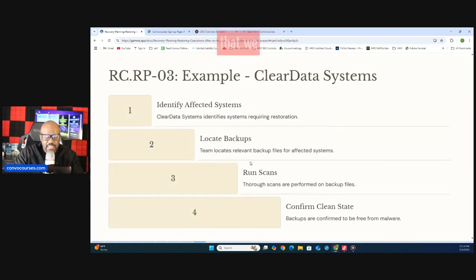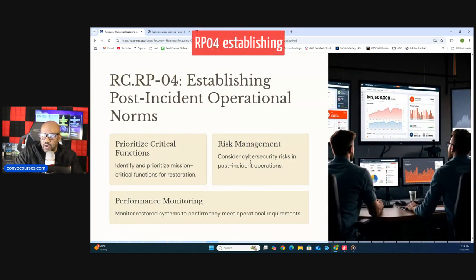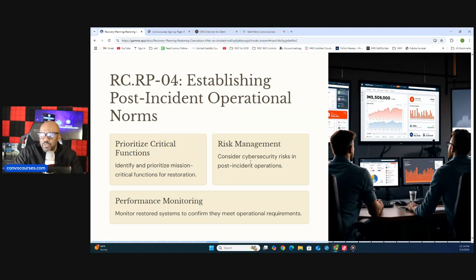Another thing that we cover in the NIST CSF is RCRP04, establishing post-incident operational norms. So what does that mean? We'll break it down. Prioritizing critical functions: we're going to identify and prioritize mission critical functions for restoration.